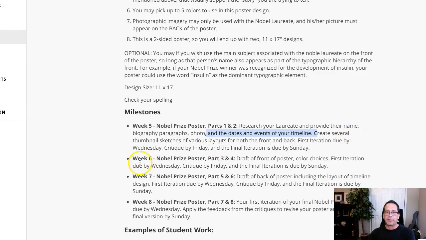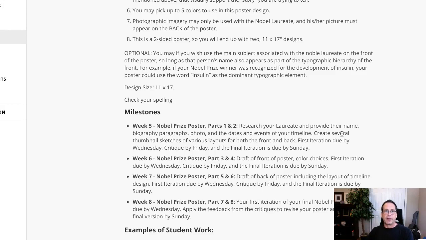So it says create several thumbnail sketches with various layouts for both the front and the back. So what does that mean? That can be interpreted in a few different ways, right? What it doesn't mean is one, and it doesn't mean two. But several could be interpreted as three or more. So I'm going to look for at least three sketches of both front and back.